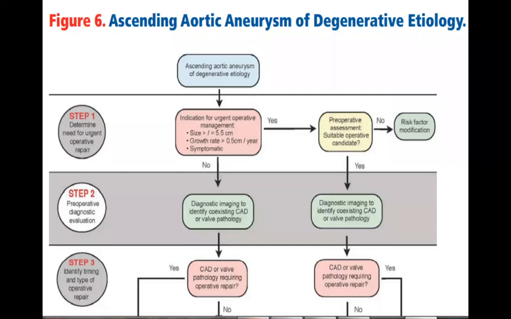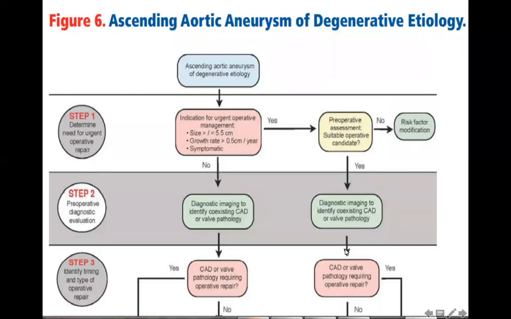So this is the approach for ascending aortic aneurysm and degenerative disease. Step 1, determine the urgency for repair and the indication for urgent aortic operative management: size more than 5.5, growth rate more than 0.5 per year, and symptomatic. If yes, pre-op assessment to see if it's a suitable candidate or not. If no, risk modification. If yes, we will do diagnostic imaging to identify coexistent pathology.